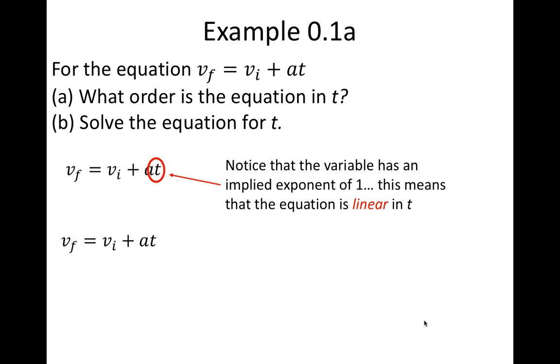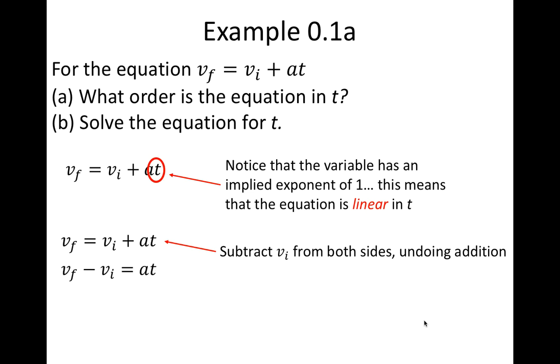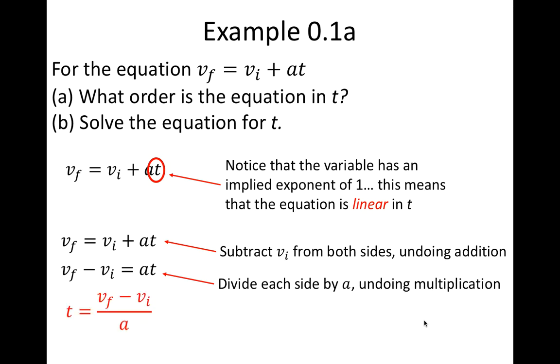Part B wants us to solve the equation for t. Because there's no parentheses, we don't have to worry about them. So the first operation to be undone is the addition of V sub i. We're going to subtract V sub i from both sides to undo addition. Next, we're going to divide each side of the equation by a, undoing multiplication. Now we have our final result.